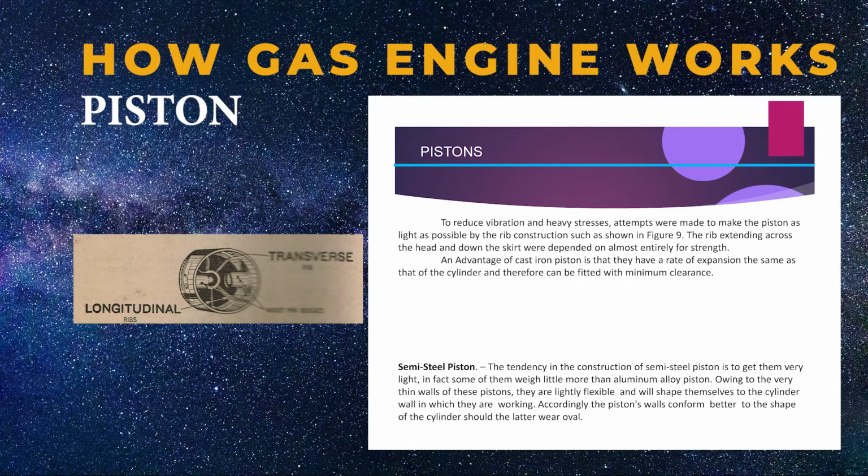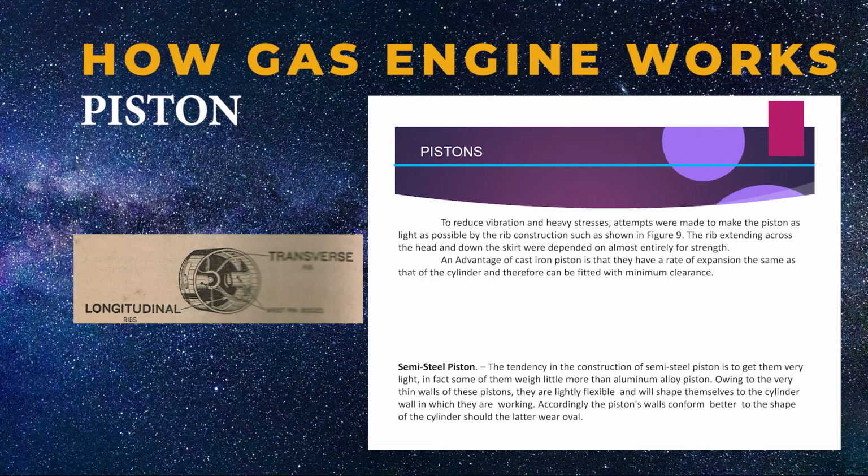To reduce vibration and heavy stresses, attempts were made to make the piston as light as possible by the rib construction such as shown in Figure 9. The ribs extending across the head and down the skirt were depended on almost entirely for strength. An advantage of cast iron pistons is that they have a rate of expansion the same as that of the cylinder and therefore can be fitted with minimum clearance. Semi-steel piston.